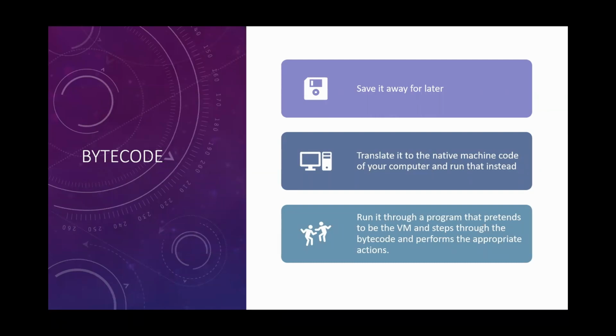Now, bytecode, you can save it away for later. You can translate it to the native machine code of your computer and run that instead. Or you can run it through a program that pretends to be the virtual machine and actually step through the bytecode and perform appropriate actions. For the most part, what we do is this last one. We run it through a program that pretends to be the virtual machine, and we actually run it as a program.